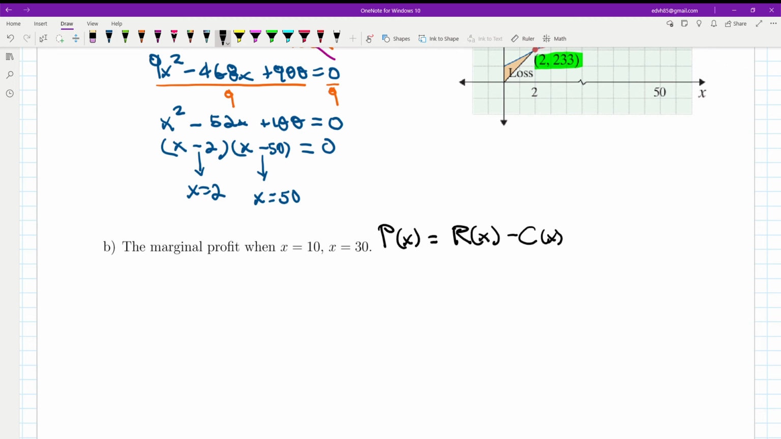So in this case, okay, let's come up with this function that is 117x minus x squared over 4, minus the cost function, which in this case is 225 plus 2x squared. All right, so this is the revenue function, and this is the cost function.